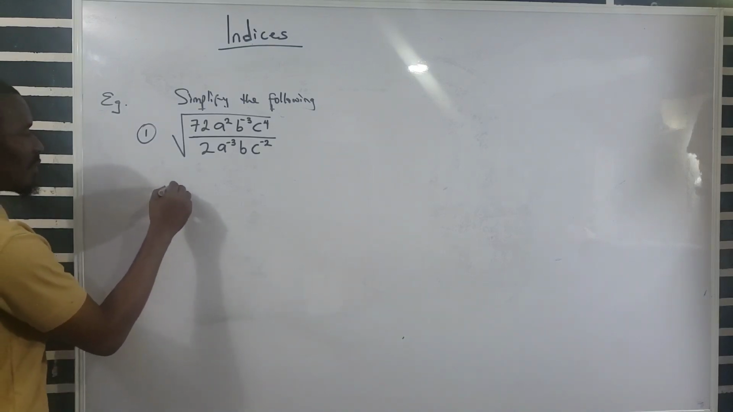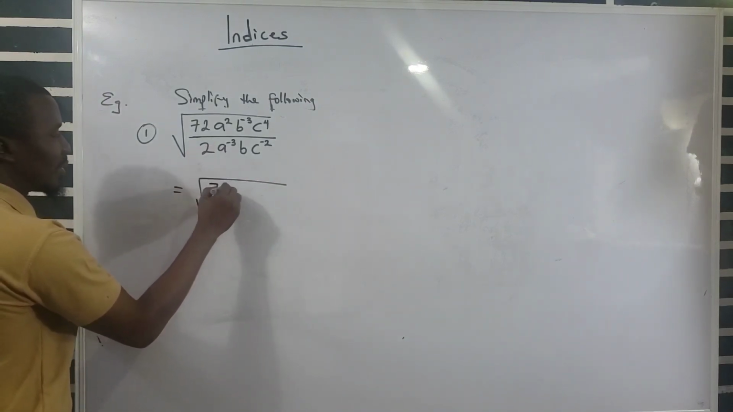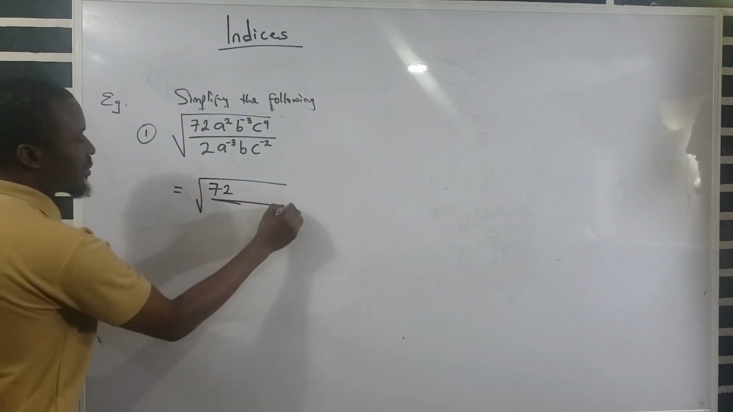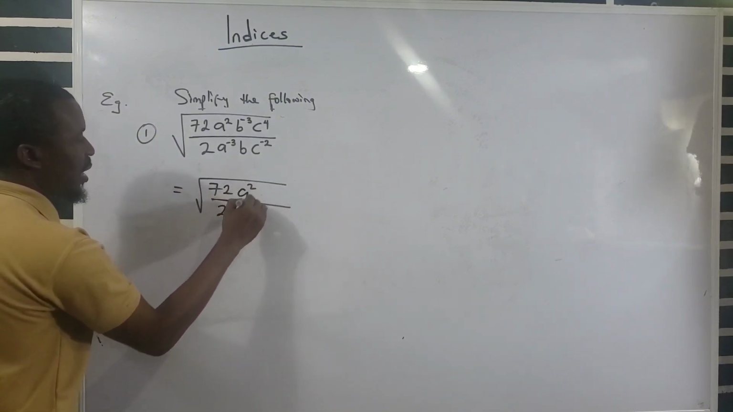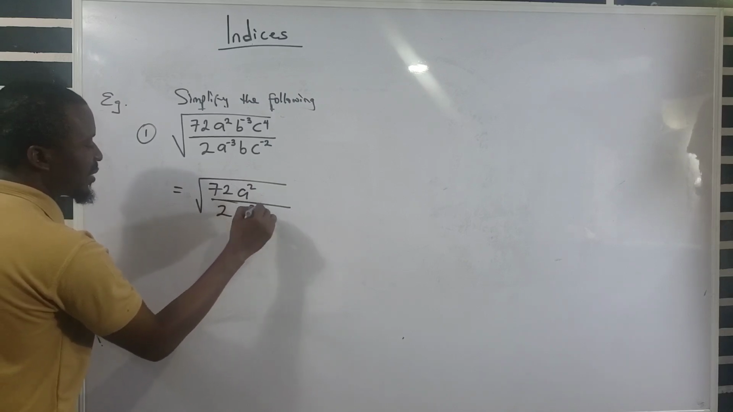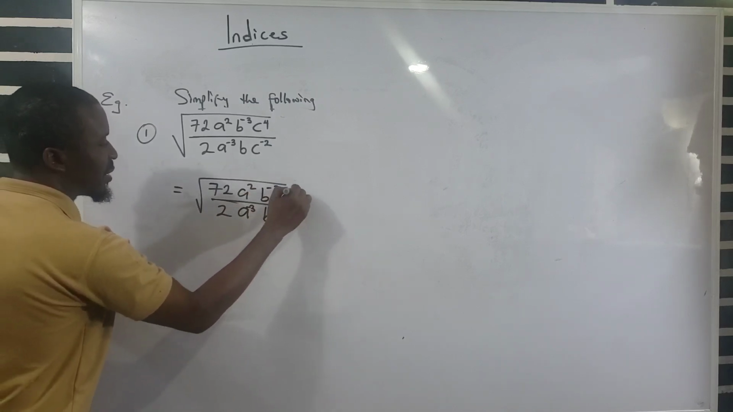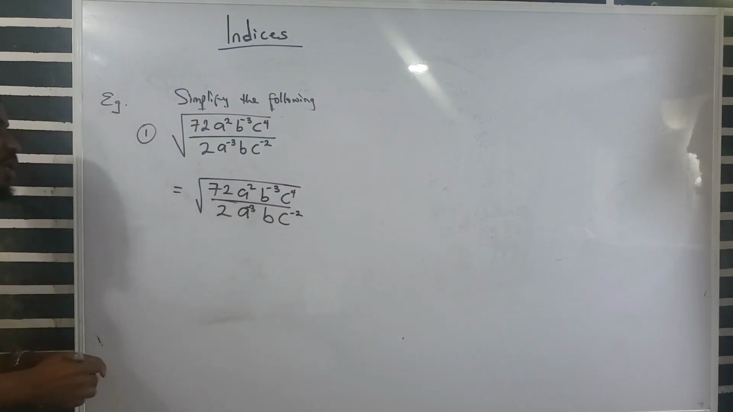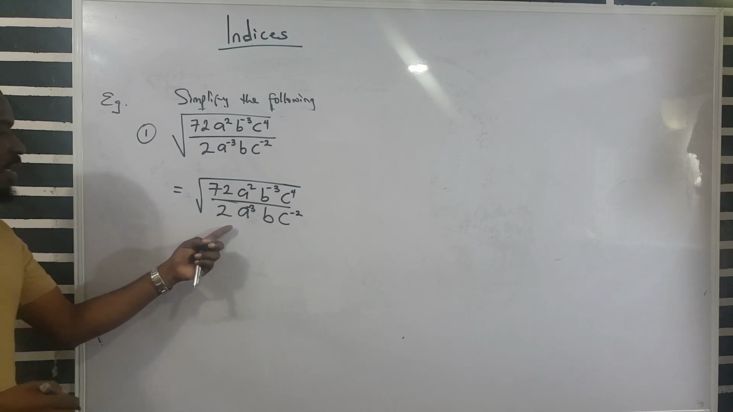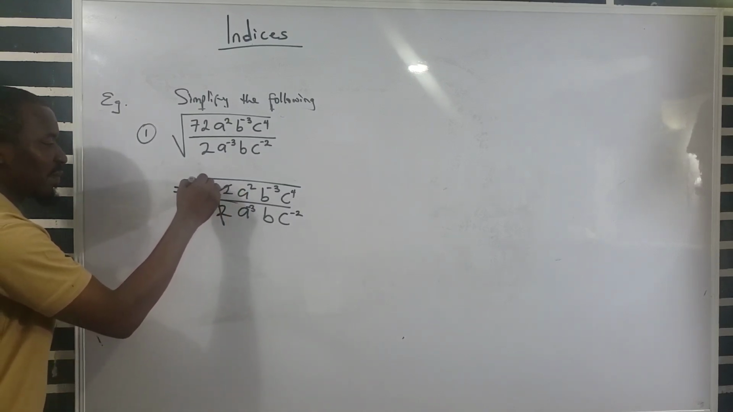So I'm going to have my square root. Okay, let me write the numbers. 2 here, 72 over 2, a square, a raised to power minus 3, b minus 3, b, c raised to power 4, and c raised to power minus 2. Okay, so first of all, let me take care of this number. This will give me 36 here.